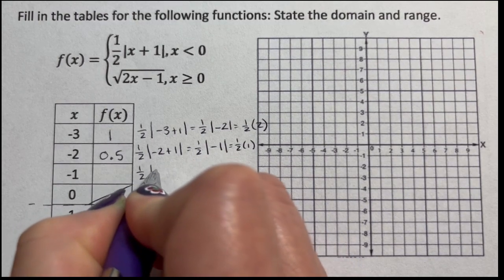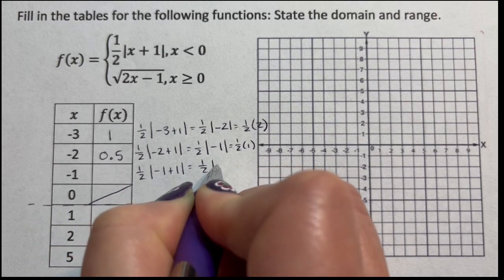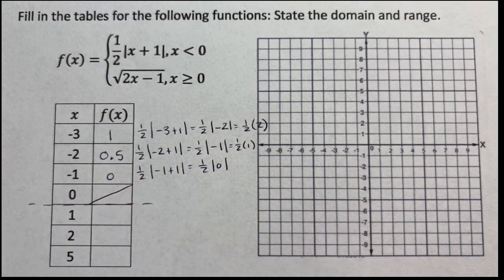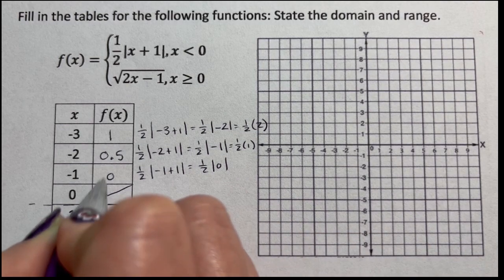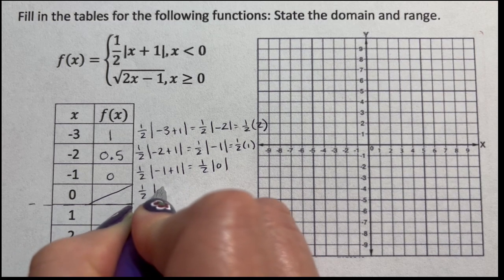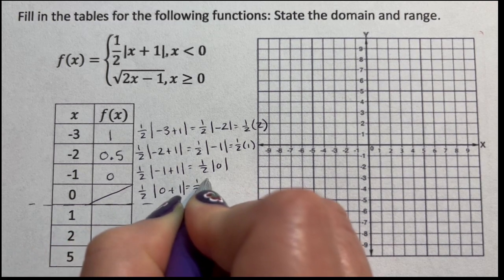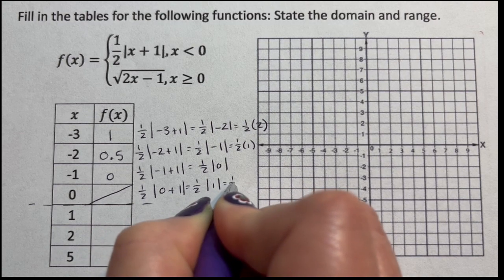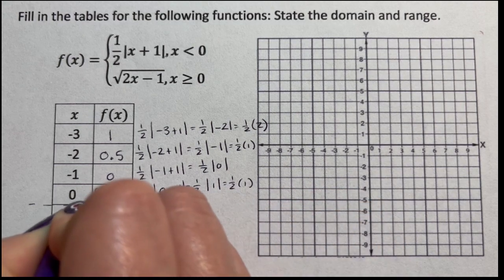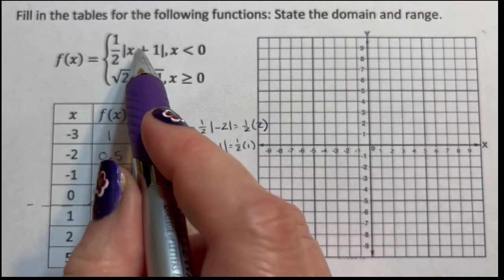1/2 times the absolute value of -1 plus 1 is equal to 1/2 times the absolute value of 0, which is just 0. And then for this graph's version of 0, 1/2 times the absolute value of 0 plus 1 is 1/2 times the absolute value of 1, which is just 1/2 times 1, which is 0.5. So these are the 4 points I'm going to plot.